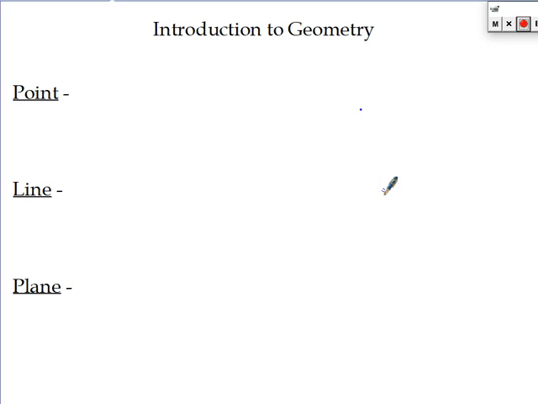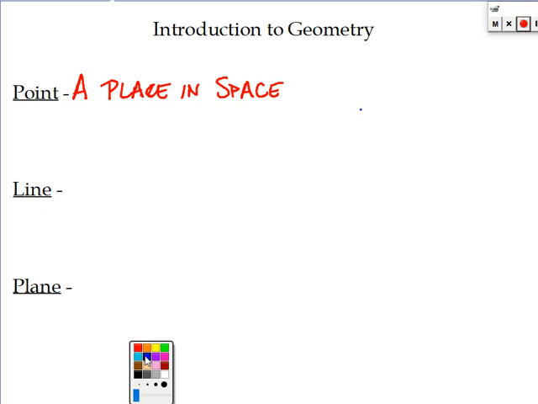So the first thing are a few definitions. So a point, line, and a plane. A point is very simply just a place in space. Okay, now this place, and that is a C, this place, it has no width and no length.